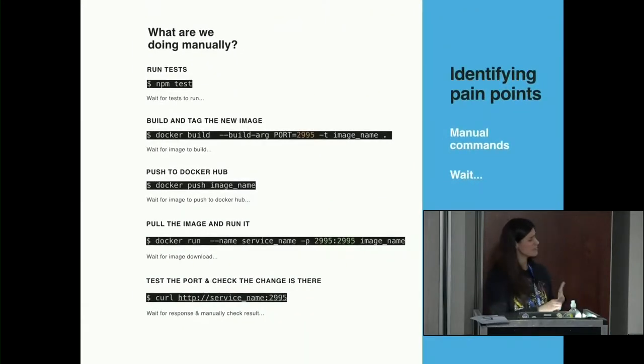So in image building and pushing the images to a cloud environment, the manual steps that I'll have to do: maybe run some tests, npm test, then wait for the test. Docker build, run the build command, wait for the build. Push the image to Docker Hub, wait for the push. Pull the image down to test it, wait for it to be pulled down. And then I might test it, I might open it in a browser, I might crawl it.